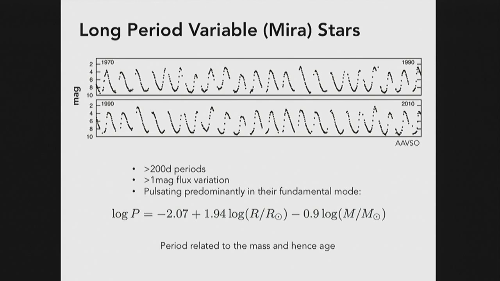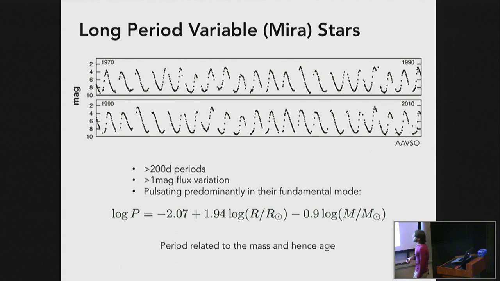This is a light curve of the archetype Mira over 40 years. The periods are longer than 200 days. They can be as long as 1,000 days. And the amplitudes of the variation can be substantial, larger than a magnitude. It's believed that they're pulsating predominantly in their fundamental mode, which means that the period tells you something about the mass and the radius, and therefore the age. So the periods tell you something about the age of the population. So it's a useful diagnostic.